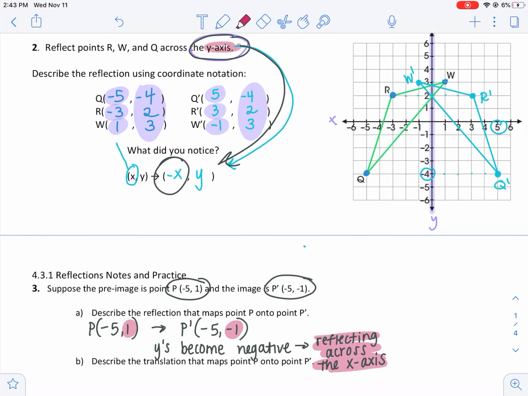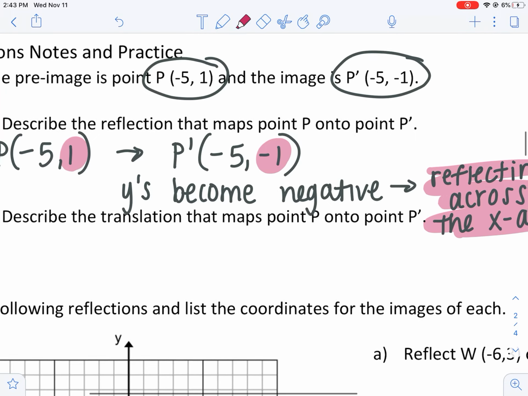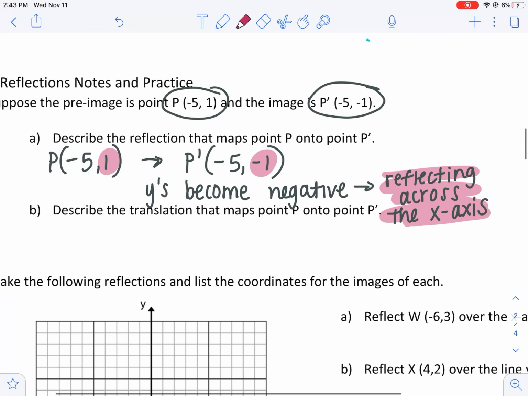So, it's kind of like opposites. If you reflect across the y-axis, the y's wouldn't change. If we go from here to here, the y's don't change, but the x's become negative. If we reflect across the x-axis, the x's wouldn't change. They would just flip the y's, okay? So the y's would become negative.